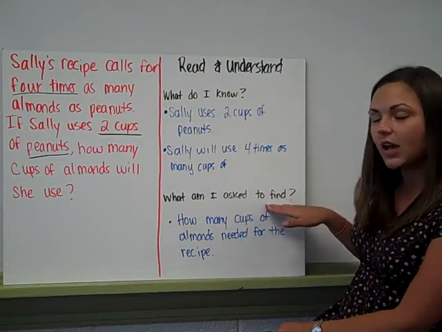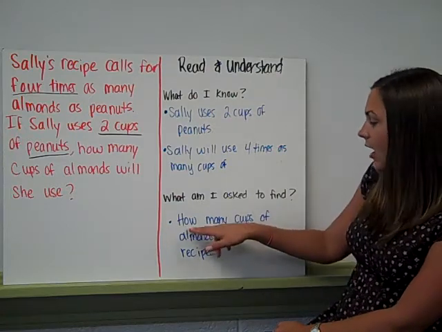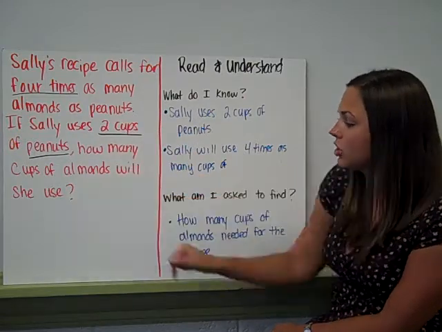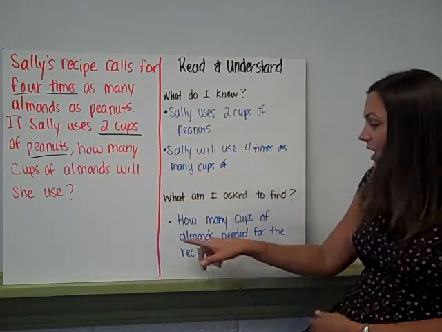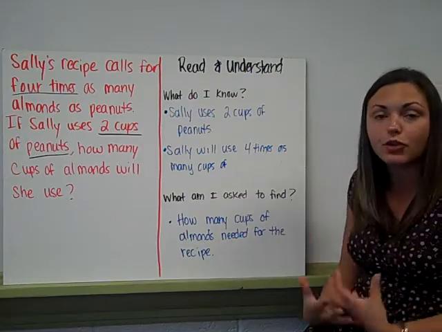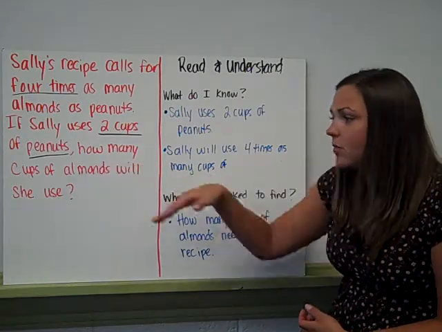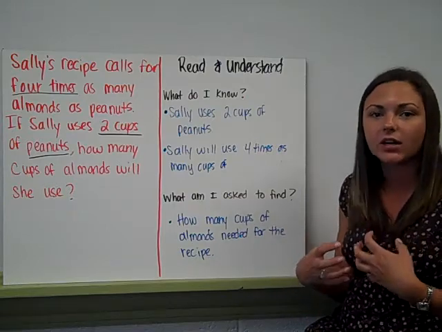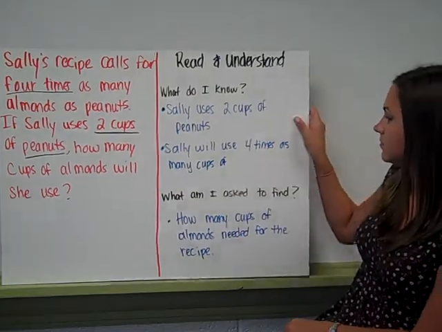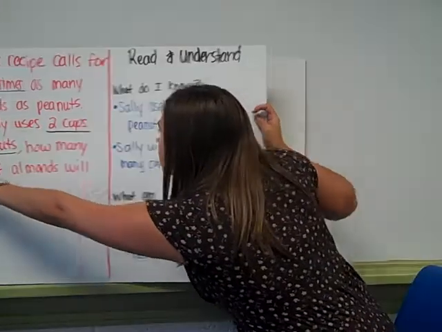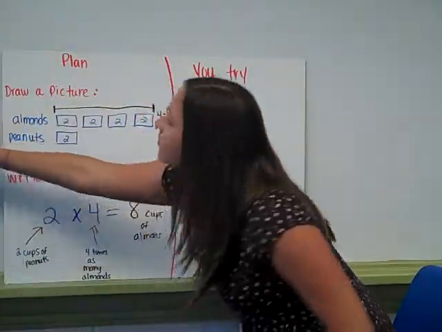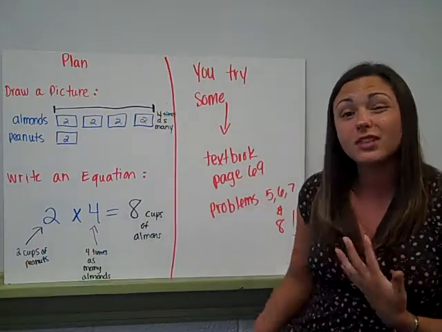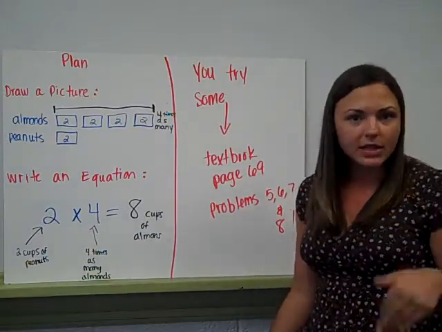So what am I asked to find? Again, it says in here how many cups of almonds will she use. I'm asked to find out how many cups of almonds are needed for this recipe. That's what I need to find. Okay? Again, after we read and understand, we ask ourselves, what do I know? What do I need to find?